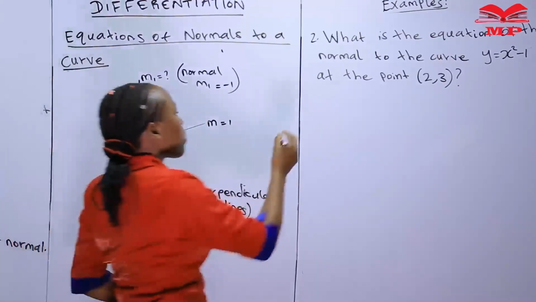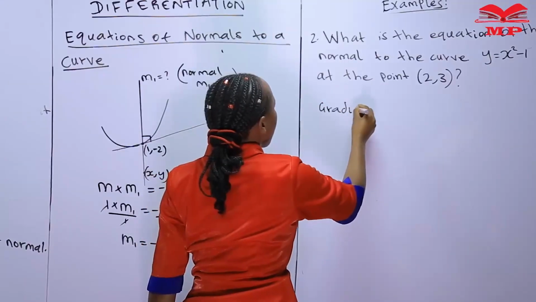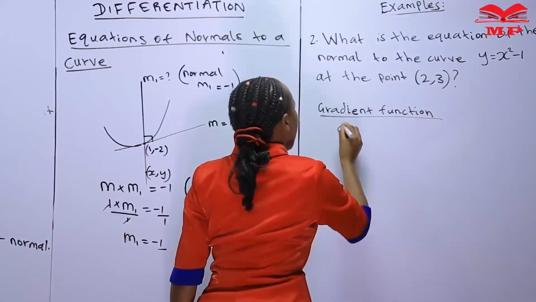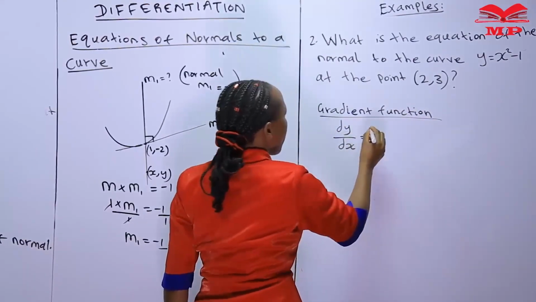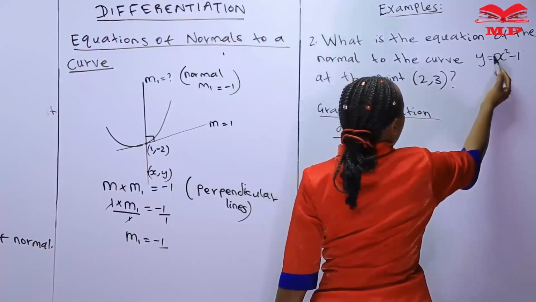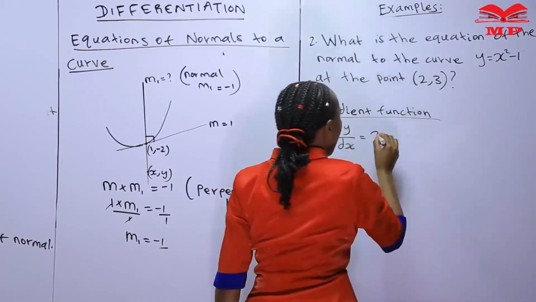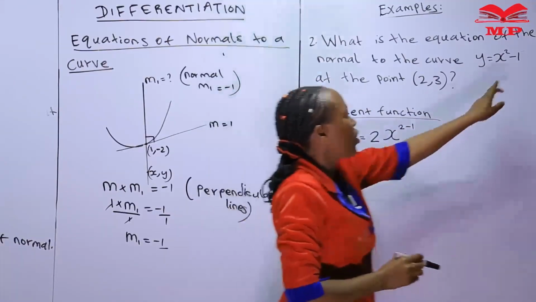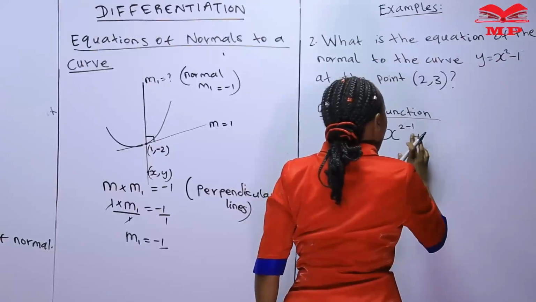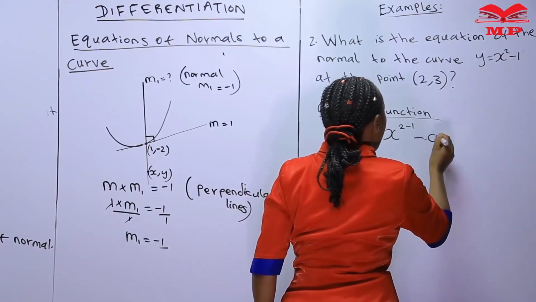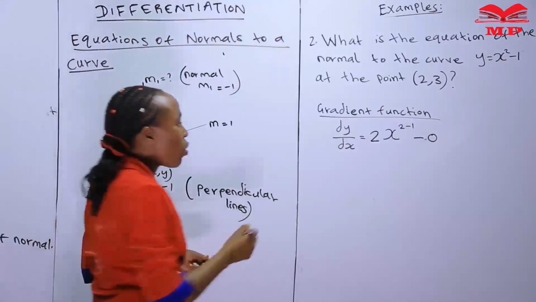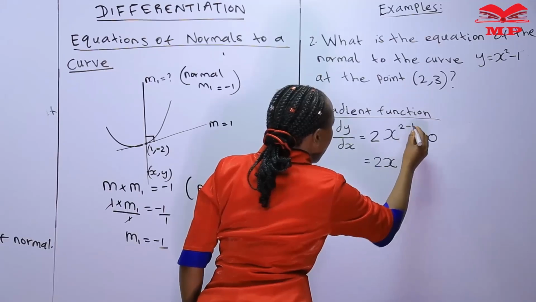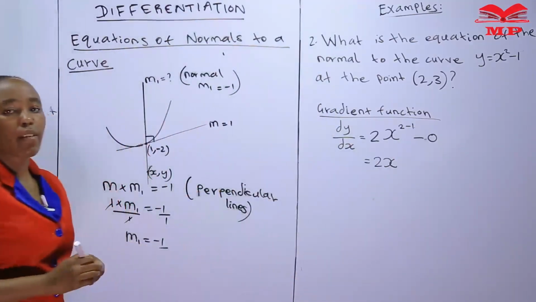Again in this, we start by getting the gradient function. That's the first thing, the gradient function. So our gradient function dy/dx, we differentiate this. We have 2 times the coefficient of x, which is 1, so we have 2, then x to the power 2 minus 1. Then when we differentiate this constant, we have minus 0 because the derivative of a constant is 0. So therefore, 2 minus 1 is 1, and our derivative is 2x.